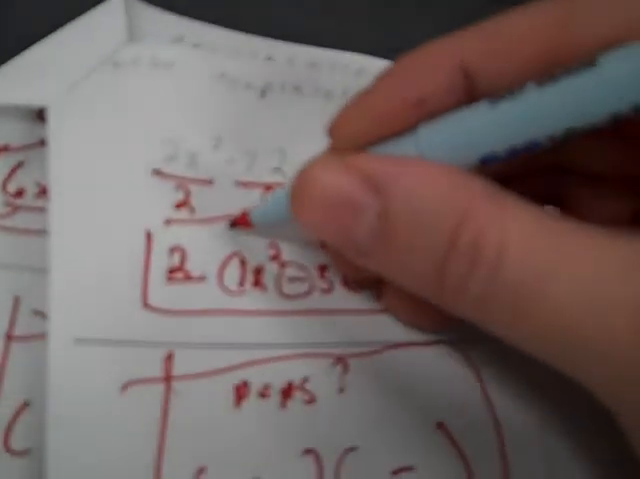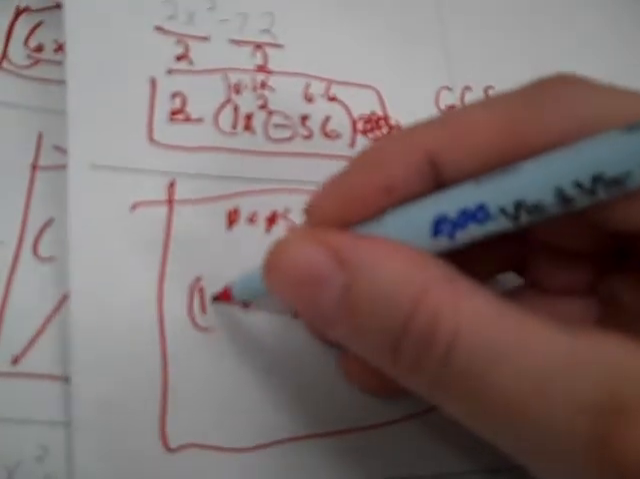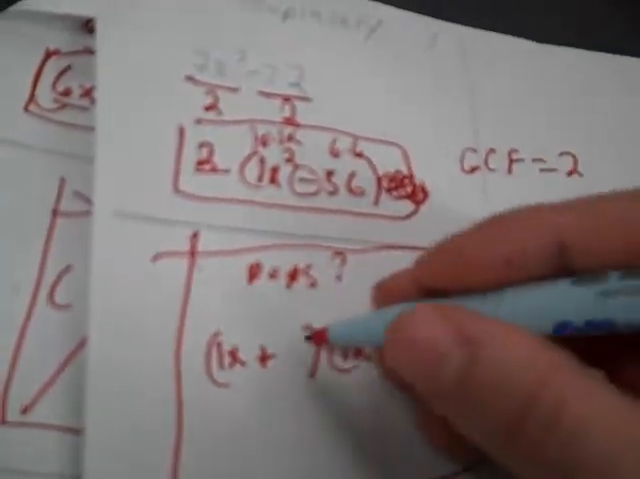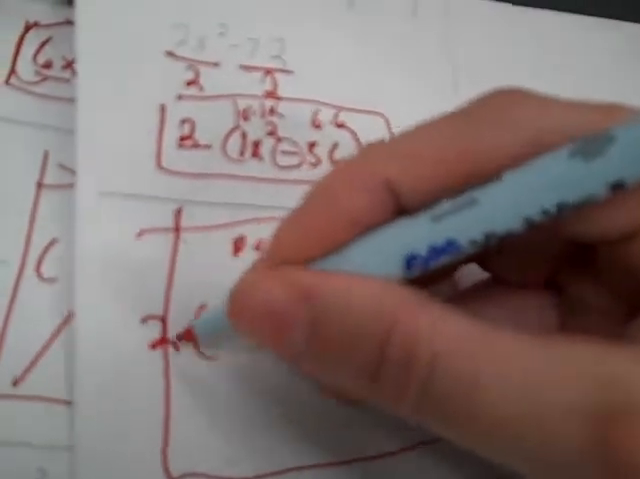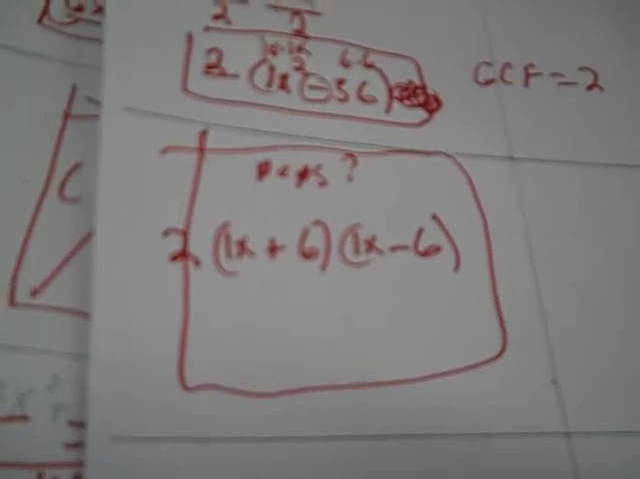36, that's going to be 6 times 6. And 1x to the second, well, we got 1 times 1 and x times x. So that's 1x times 1x. Okay. So 1x, and then 6, 6. Then the GCF of 2 I just bring down. Okay. 2 times 1x plus 6 times 1x minus 6.